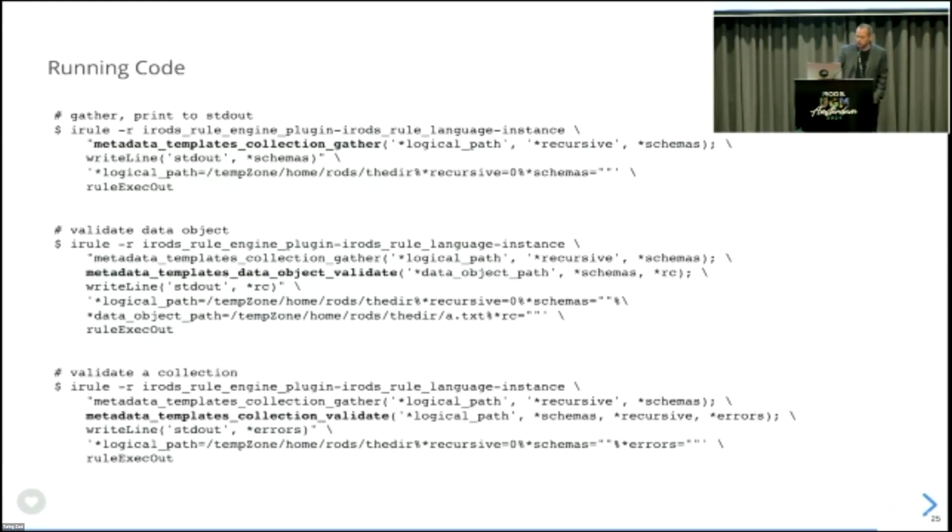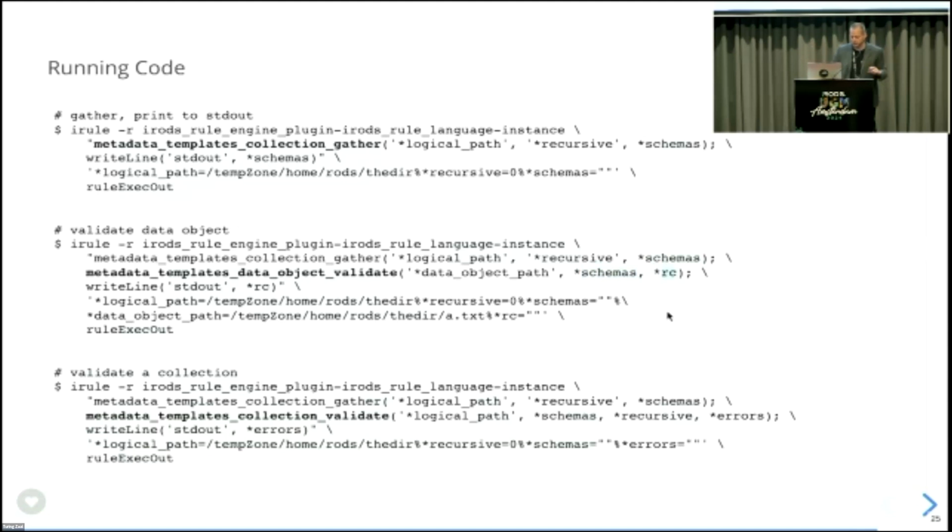Validating a data object. First, I had to gather. It provides the output, which turns out to be a string, which is just an array of JSON. And then I use that as the input for the validate call. And so this will validate the metadata. It aggregates the metadata on that data object and then pushes that and the schemas array into the validator and comes back with a thumbs up, thumbs down, or an error struct. This RC can get printed out and has stuff in it.